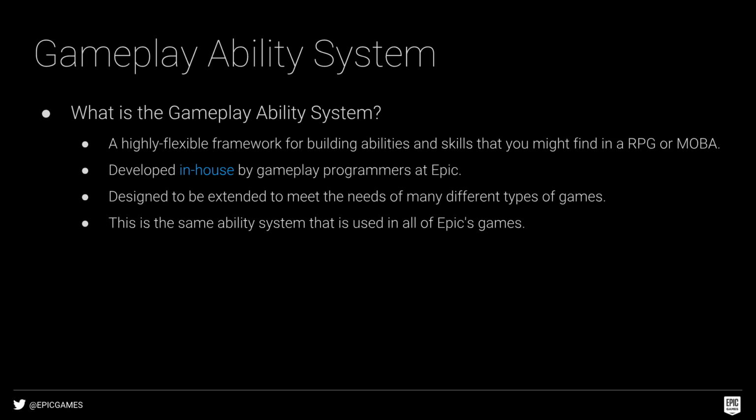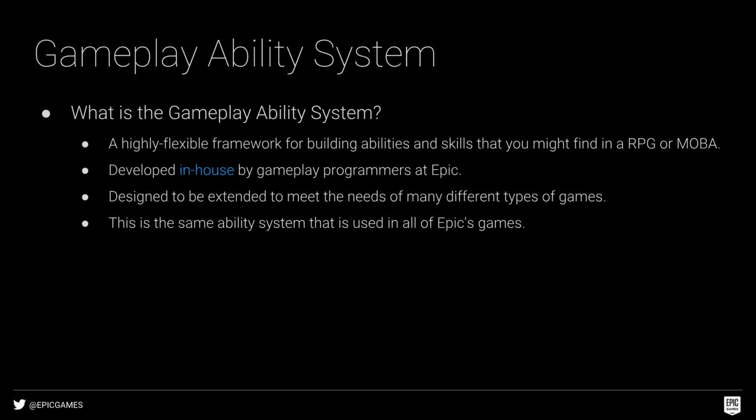So, now that we've talked a little bit about what Action RPG is, where you can get it, and why it was developed, let's talk a little bit about what the gameplay ability system is. So, the gameplay ability system, at a high level, is just a very flexible framework for building very simple or very robust abilities. It was developed in-house by the gameplay programmers at Epic, and it's designed to be extended to meet the needs of many different types of games. And again, this is the exact same ability system that we use in all of our games. Fortnite uses this. Not the exact same system, but it uses the framework that the system has to develop all of the abilities that you see in there.